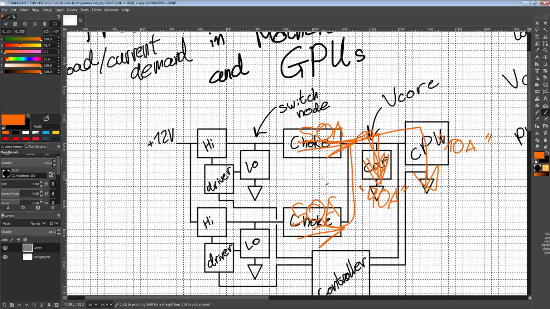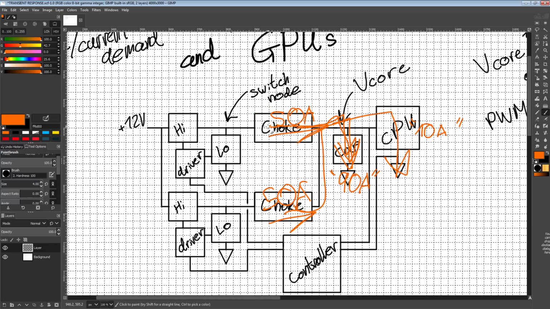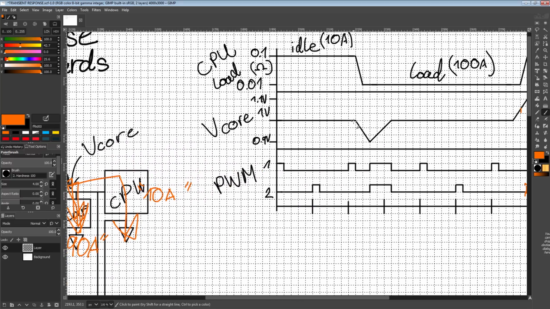And buck converters are extremely efficient, right? We can have VRMs with upwards of 90% efficiency, and there's not really any other way to do that other than relying on inductors. And then having to figure out a workaround for the fact that they kind of suck when you have a transient going on.